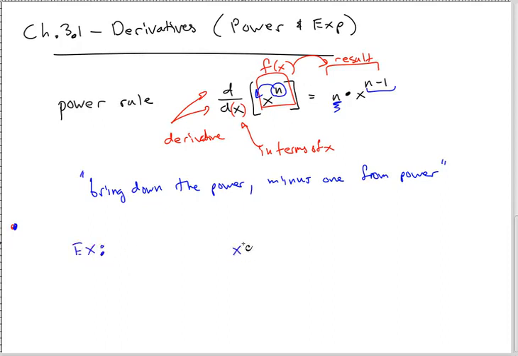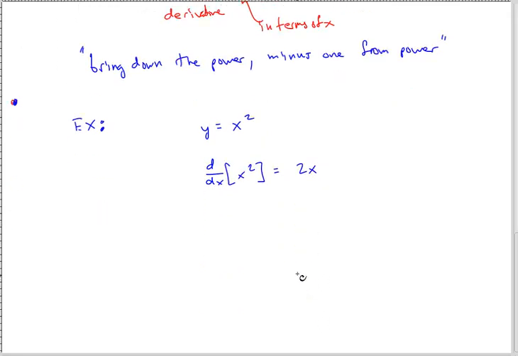Let's say that I got x squared. Let's say y equals x squared. This is a classic problem right here. So if you want to do the derivative of x squared, then it's just going to be 2x. And that's the answer. But really, what was going on is that the 2 came down to the front, and now it's a 2 minus 1 power. Well, 2 minus 1 is a 1, and we don't really have to write the 1, so there you go.